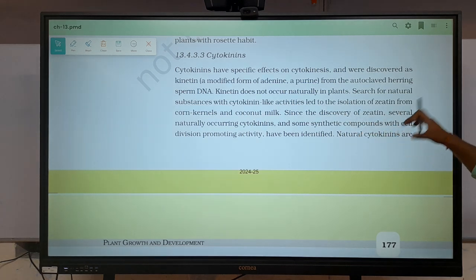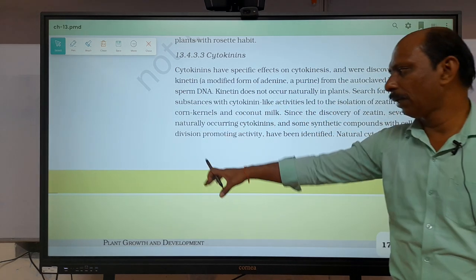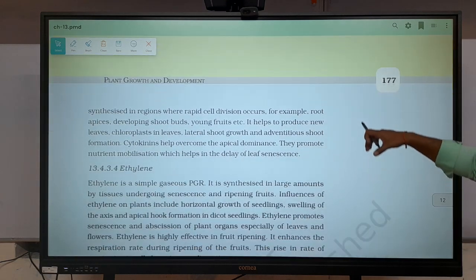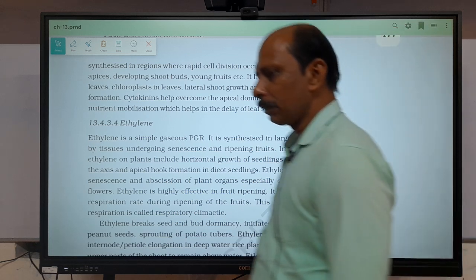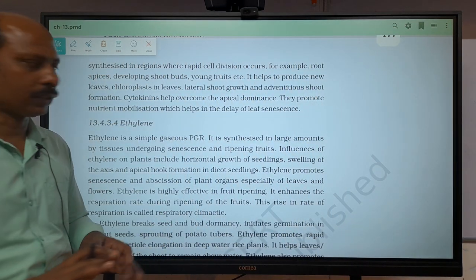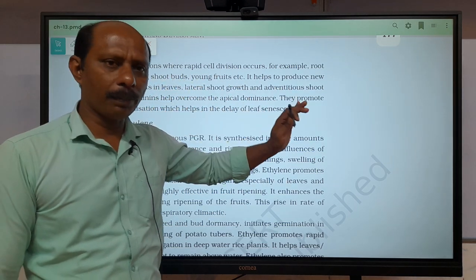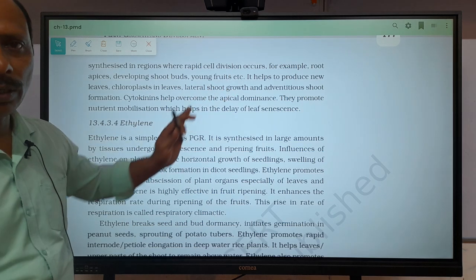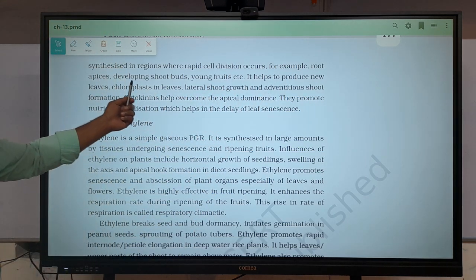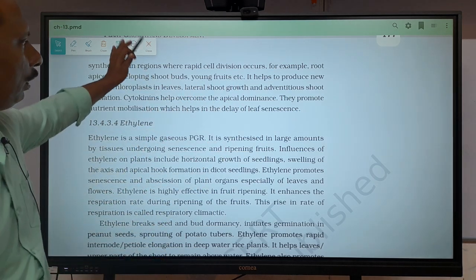Since the discovery of zeatin, several naturally occurring cytokinins and some synthetic compounds with cell division promoting activities have been identified. Natural cytokinins are synthesized in regions where there is no specific structure. They have different structures in different plants, so we call them kinetins, right? They are present where rapid cell division occurs, because they are responsible only for cell division. For example, root apex, shoot apex, developing shoot buds, young fruits, where cell division occurs.